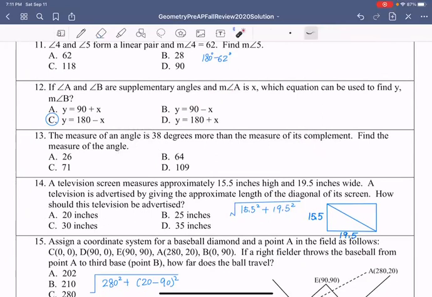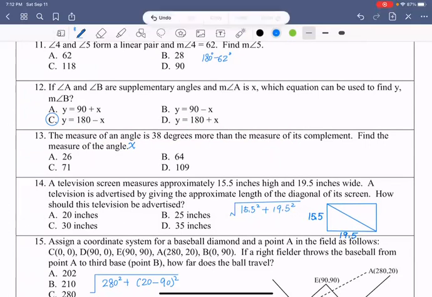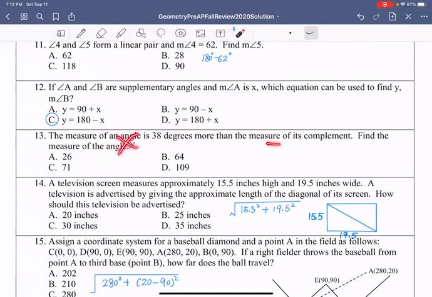Let's do this together. Read the question, please. The measure of an angle is 38 degrees more than the measure of its complement. Find the measure of the angle. The angle, the measurement of the angle. So we can make this angle called X, right? This angle is X. Complementary angle is how much? 90 degrees. 90 minus X, right?